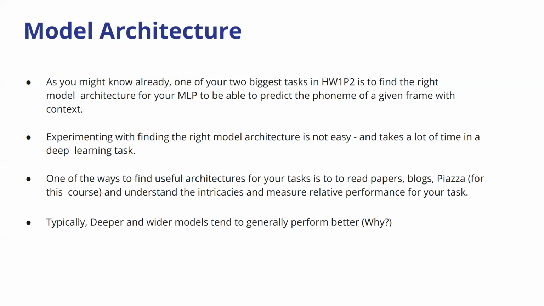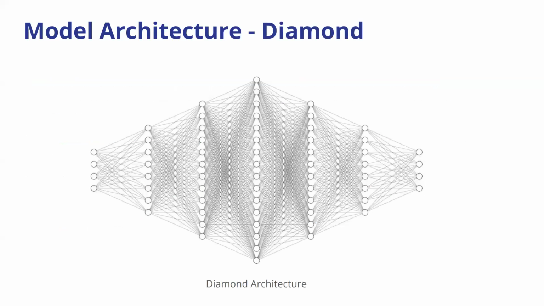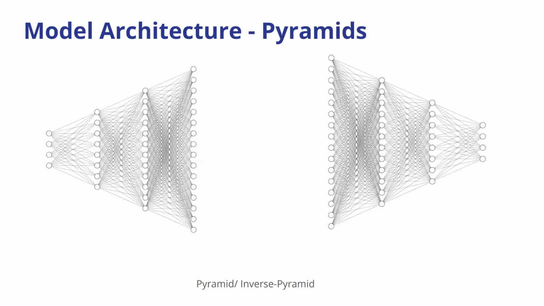And you have different model architectures you can try. So this one is the diamond. When you are implementing your layers or your model architecture, you start with, let's say, 5 to 12 neurons, and then you increase the number of neurons, and after that you reduce, so it makes a diamond architecture. So you can try that, and also the pyramid or inverse pyramid.